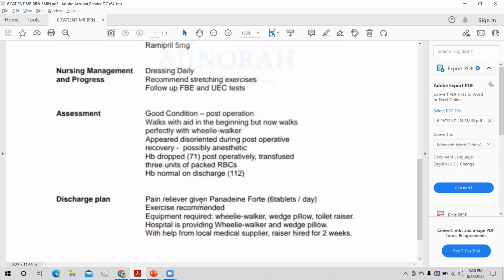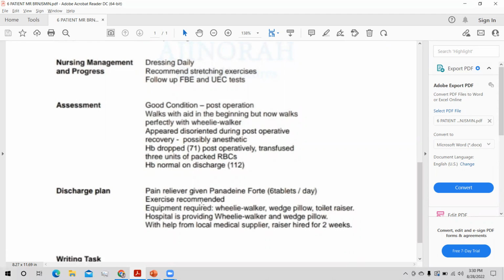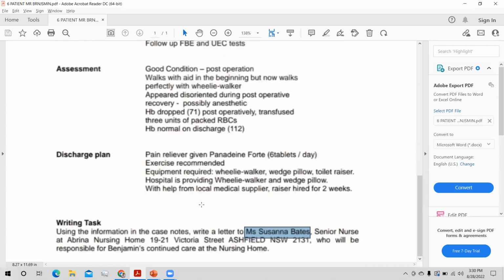Okay, and HB normal at discharge time, it's fine. It's semi-relevant, fine. If you wish to include, it's fine. Otherwise, you can skip. And we can check the discharge plan. What's the discharge plan here? Pain reliever, Pandamin for 4 days, 6 tablets are given, exercise recommended, equipment required: wheelie walker, wedge pillow, toilet raiser. In that one, the hospital is going to provide the wheelie walker and wedge pillow, and they hired a toilet raiser for 3 weeks from a medical supplier. Okay, so we have to inform these things also. So now we understood what points you have to include and what you have to exclude.